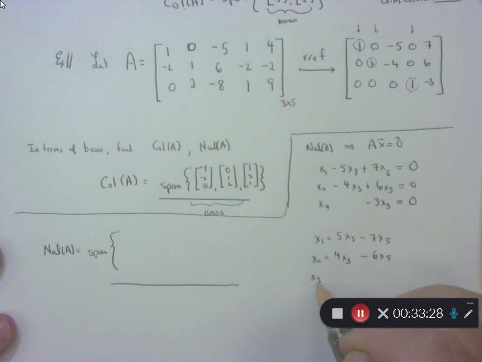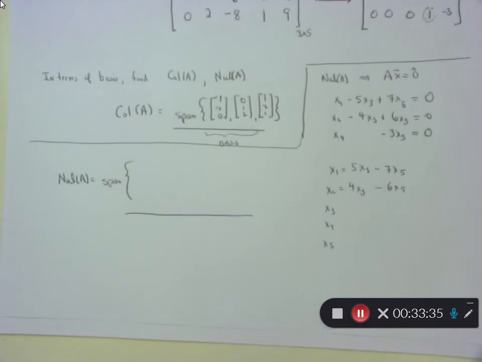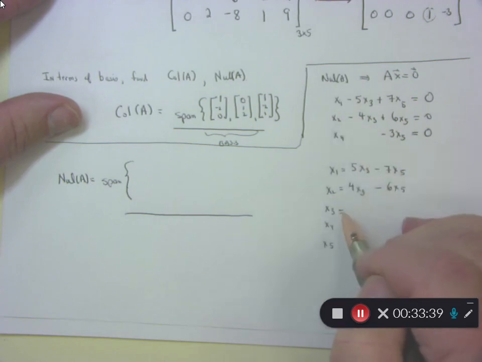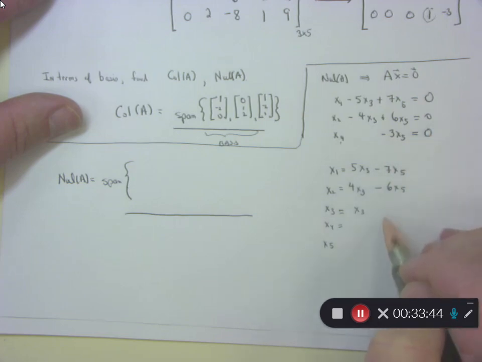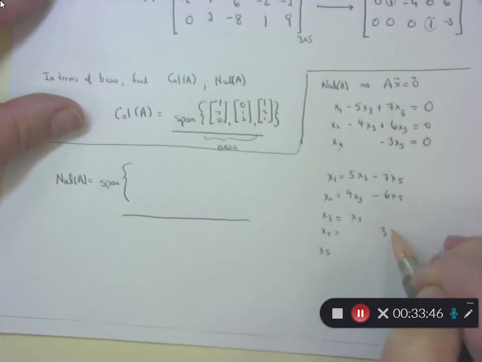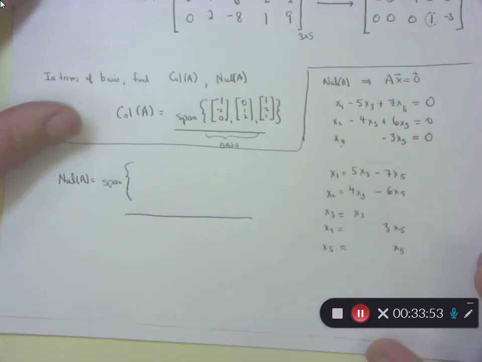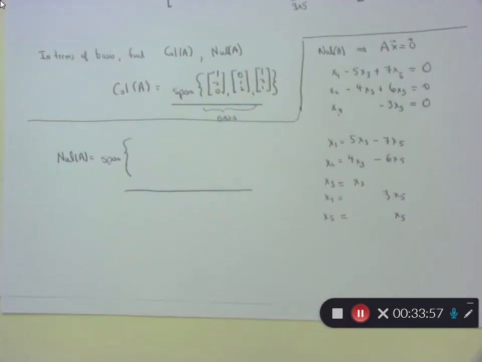Now, this is x3, x4, and x5. You're going to be solving for all of them. But wait a minute, some of them are free variables. x3 is not a pivot, so it's equal to x3. x4 is a pivot, so it's equal to, moving to the other side, 3x5. And x5 is not a pivot, so it's equal to itself, x5. I am trying to line these up so you begin to see the parametric vector form.